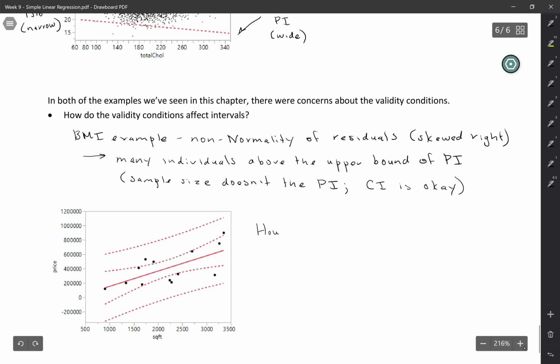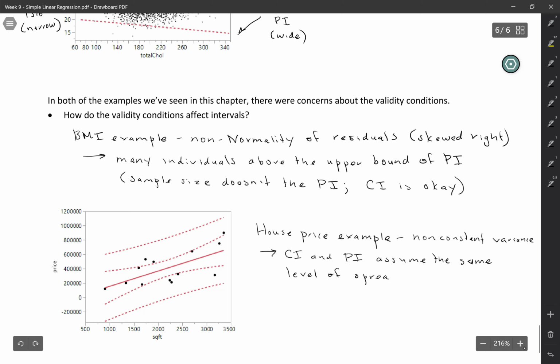And what about the house prices example? That's the one where we were a little bit worried about some possible non-constant variance. So the spread being different for different levels of x. The problem with that is that the intervals that we've made here, the confidence interval and the prediction interval, they both assume that you have the same level of spread for high and low values.